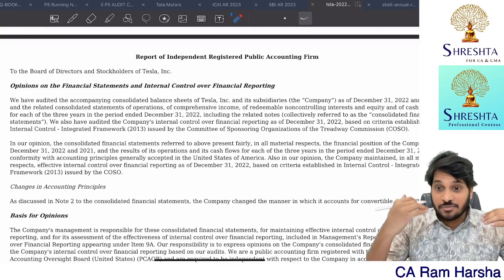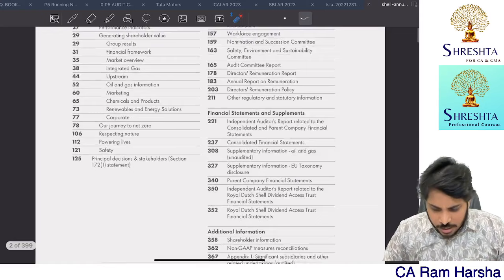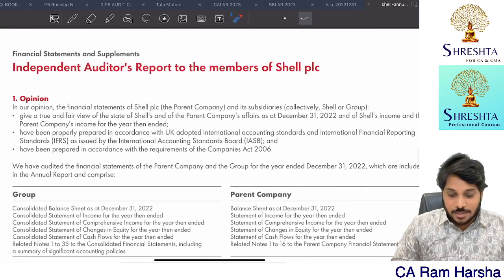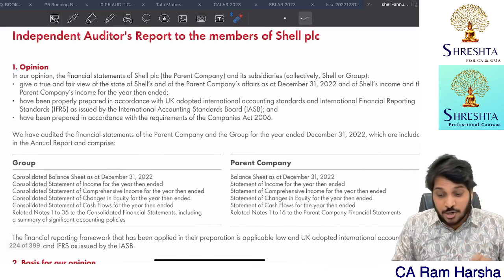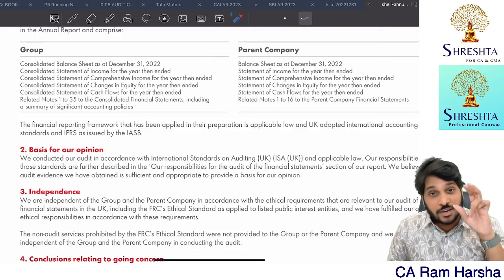And I opened here Shell. There is a company called Shell, which is registered in the United Kingdom. Getting it? UK. In this also, they have financial statements. I will show you the financial statements of Shell. So, yeah, this is the auditor's report. This is the independent auditor's report to members of Shell, a public limited company. Probably that PLC refers to public limited company. So opinion, and here also basis for opinion. You see, the format of the audit report is uniform across the world.